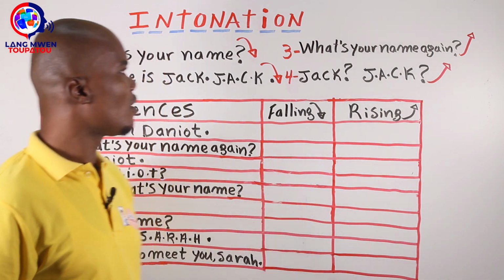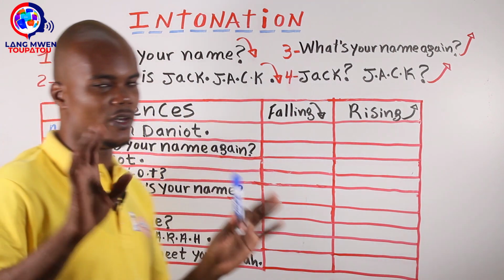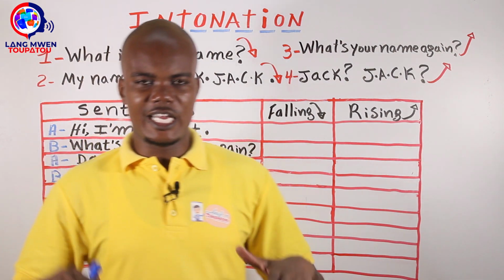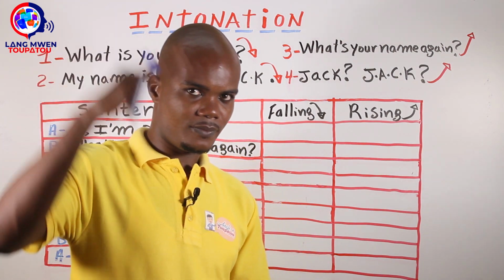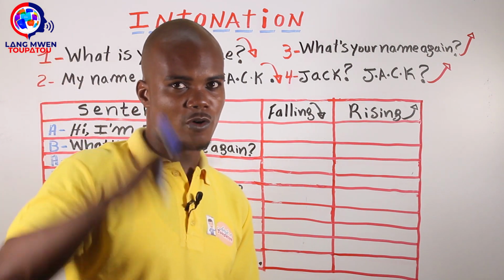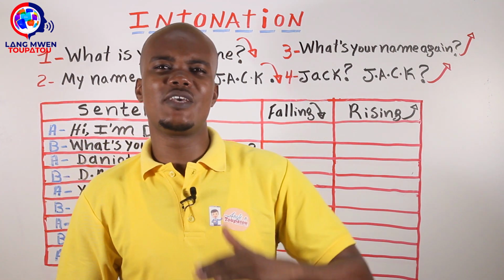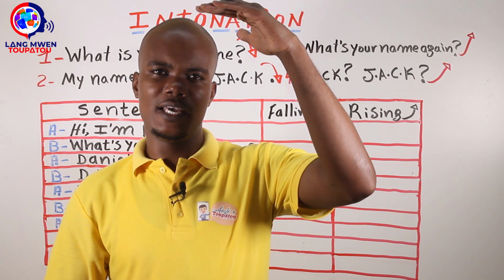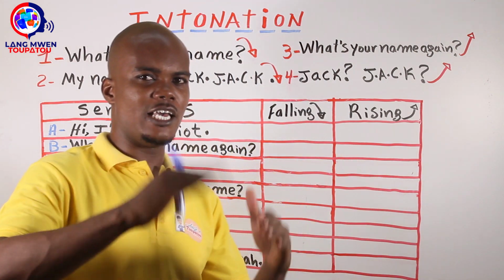To try with me. Okay, the 4 sentences. But before that, let me tell you. Intonation is where you lower your voice, get your voice down, and where you get your voice up. Okay? Where you lower your voice and get your voice up.